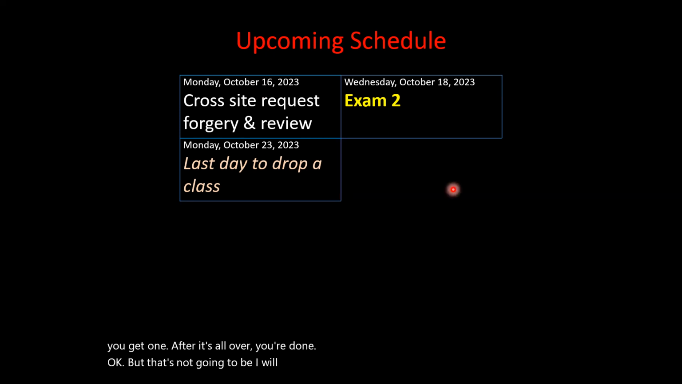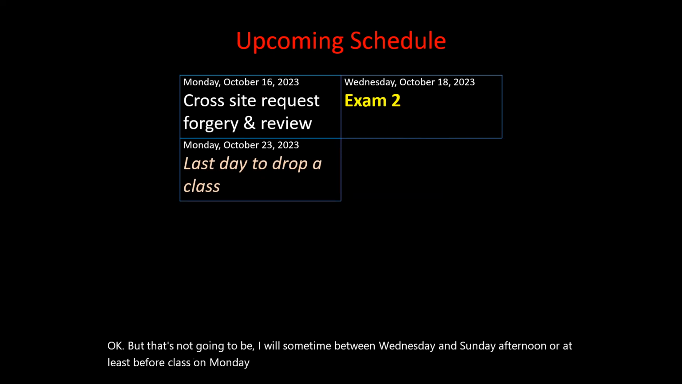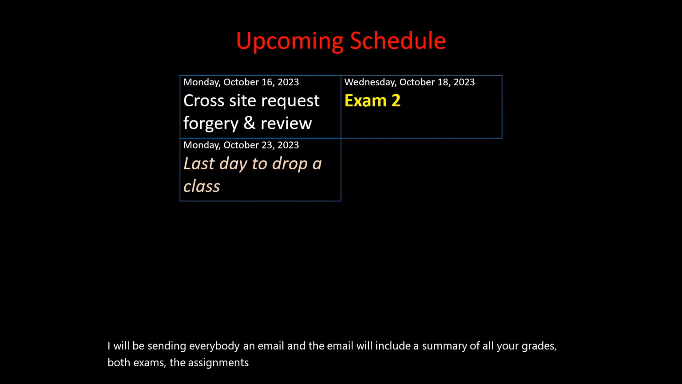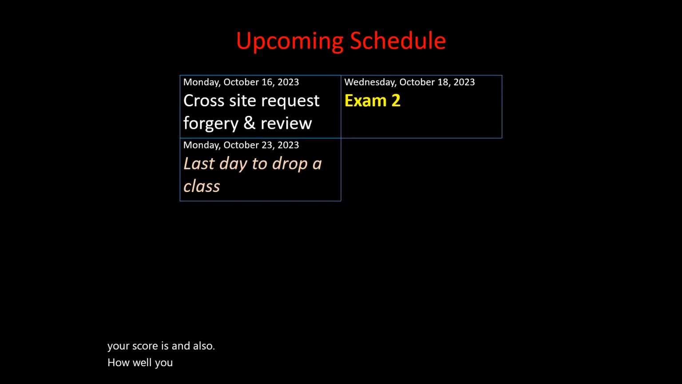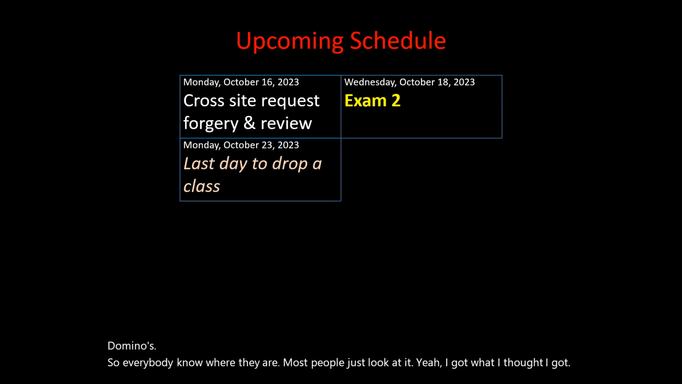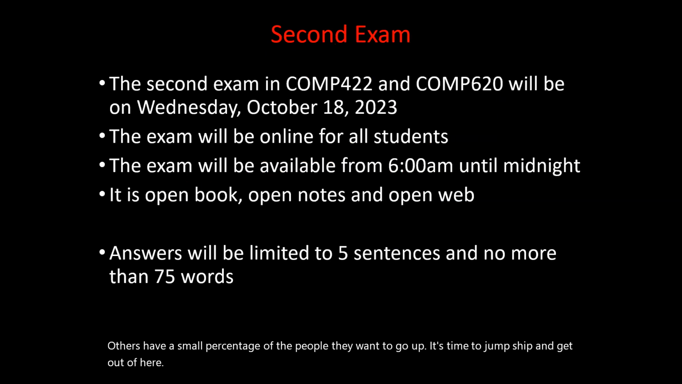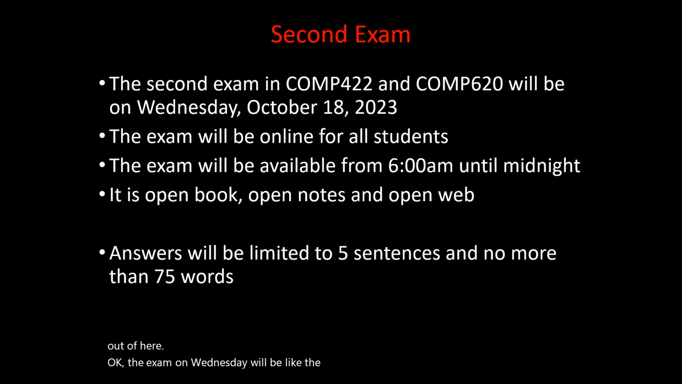Sometime between Wednesday and Sunday afternoon, or at least before class on Monday, I will be sending everybody an email. The email will include a summary of all your grades, both exams, the assignments, and then you'll know how well you did. I'll give you your average grade, what your score is, and also how well you have to do to get the next better grade. So everybody will know where they are. Most people just look at it and say, yeah, I got what I thought I got. Others, a small percentage of the people, may want to jump ship and get out of here.